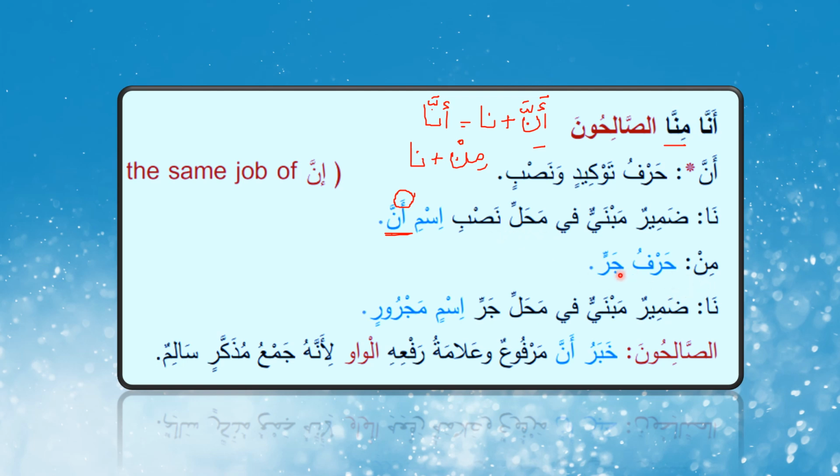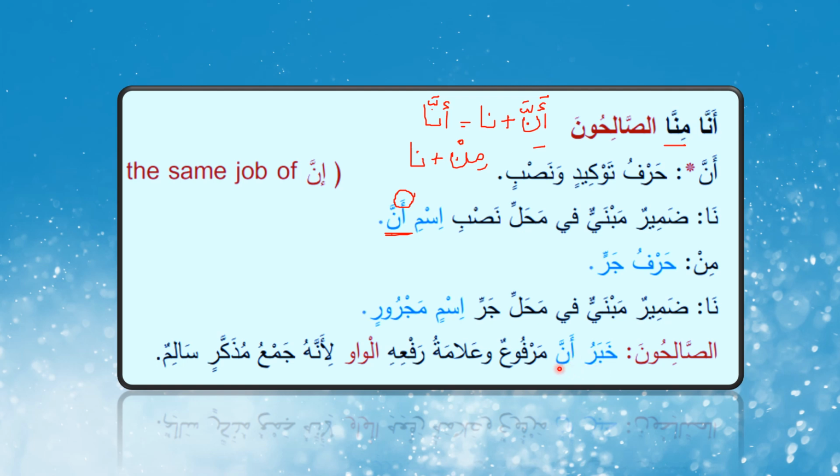Min harf jar and the noon al-fa'ilin added with min. So after min is the position of ism majroor. That's why this damir falls in the jar position, or you can say ism majroor. And salihun is a jama muzakkar and it's in marfu case. Yes, by seeing the wow, and it's in the position of khabar anna, not inna, khabar anna.